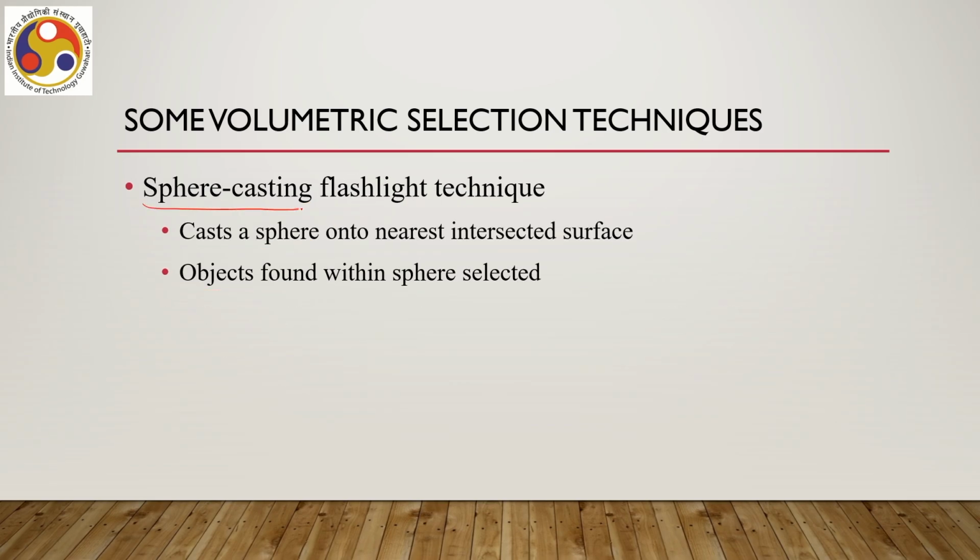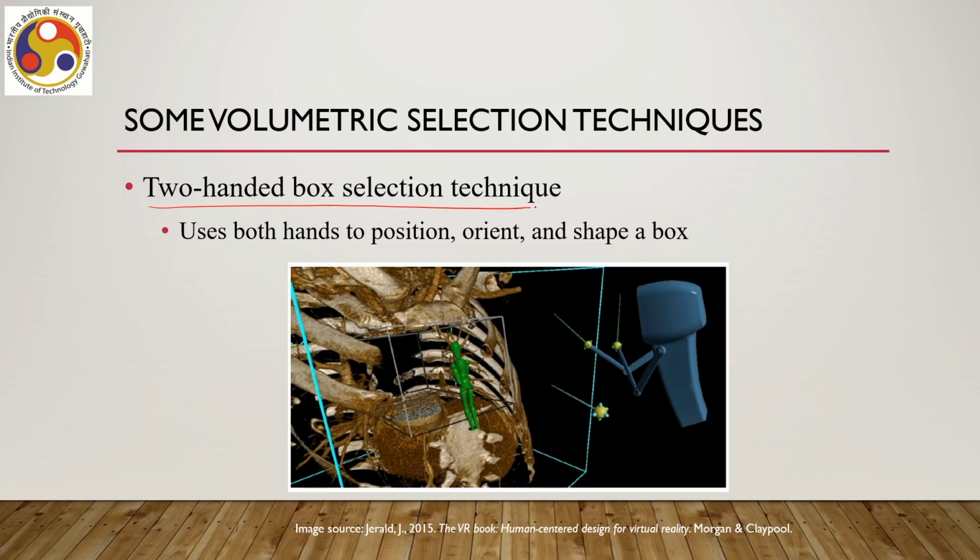Another technique is the sphere casting flashlight technique. Earlier one is cone casting, this is sphere casting. So, we cast a sphere onto the nearest intersected surface, and the objects found within the sphere are selected. That is the second volumetric selection technique. Then we can have the two-handed box selection technique, where the user can use both the hands to position, orient and shape a box or a cube, maybe a rectangular shaped box also. A rectangular parallelepiped can also be selected, but mostly it is a cube.